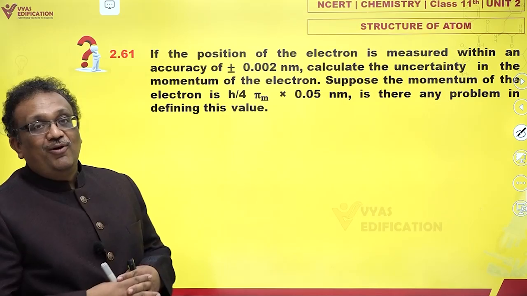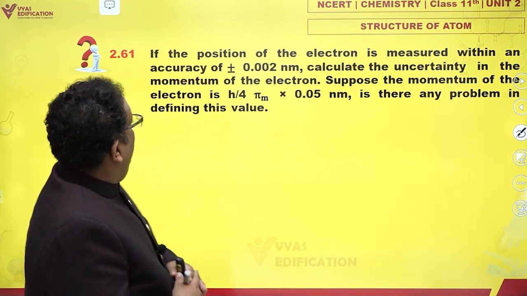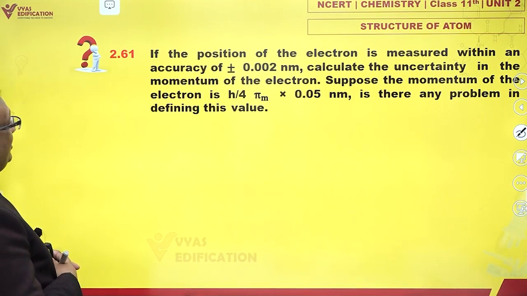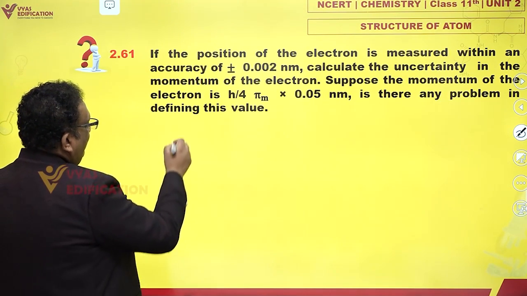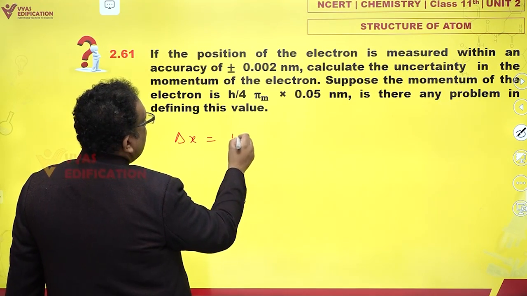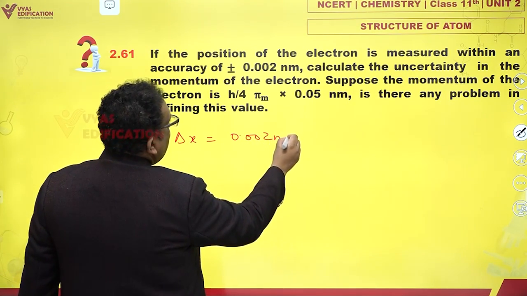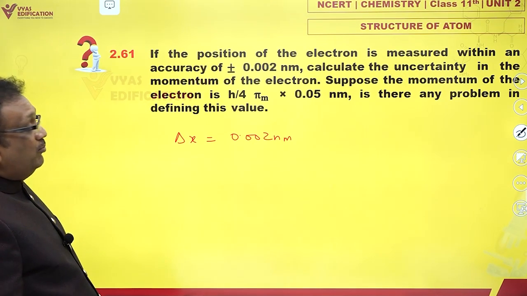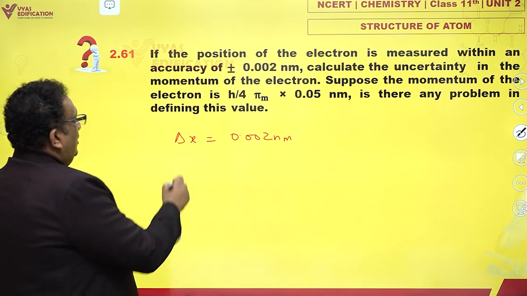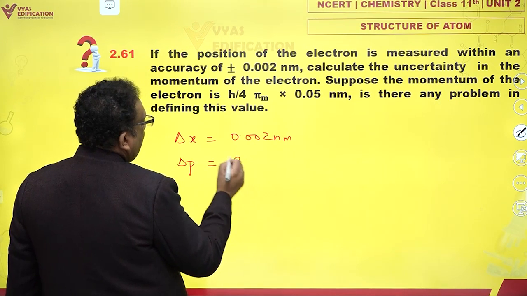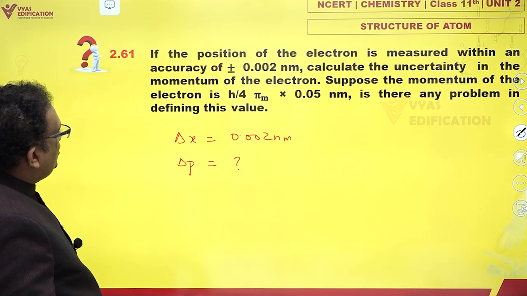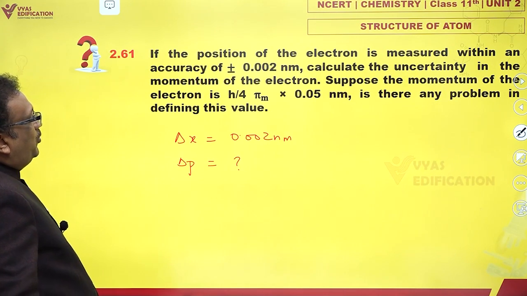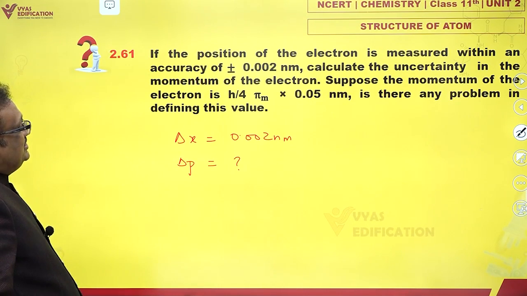And there comes our old and haunting Heisenberg. If the position of electron is measured with an accuracy of plus minus 0.002 nanometer, so I'm given delta x is 0.002 nanometers. Calculate the uncertainty in the momentum of electron. Now delta p is question mark. Suppose the momentum of electron is h by 4 pi into 0.05 nanometers. Is there any problem in defining this value?